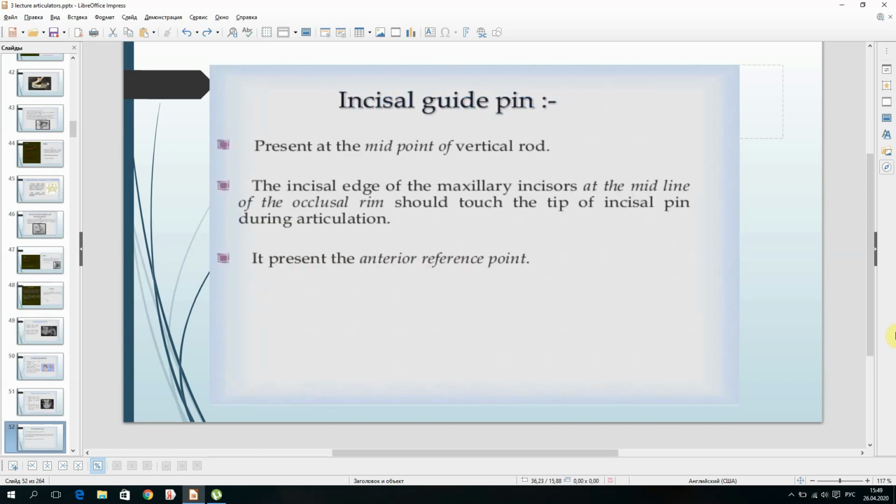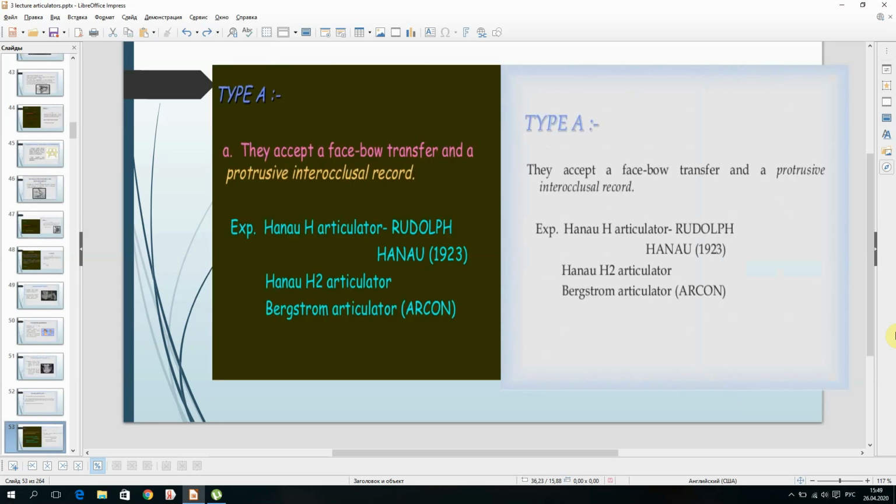Incisal guide pin present at the midpoint of vertical rod. The incisal edge of maxillary incisors at the mid-line of the occlusal rim should touch the tip of incisal pin during articulation. It presents the anterior reference point.